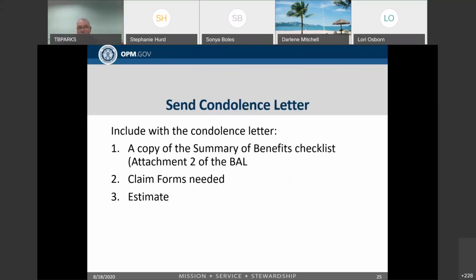Also keep in touch with the survivor and try to set up an appointment to counsel them so that they have somebody that they can work with.